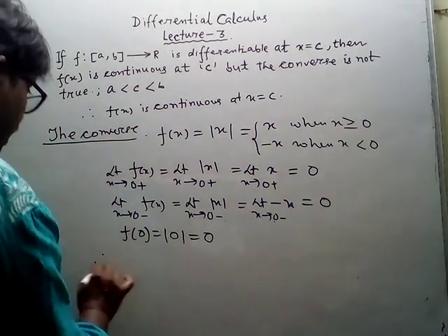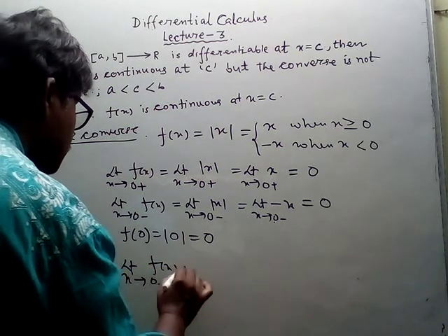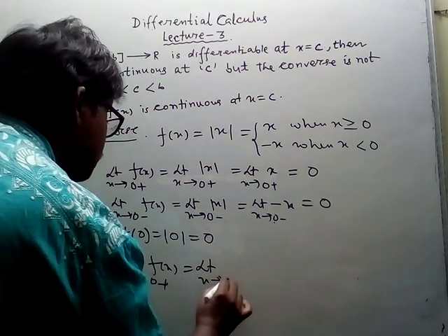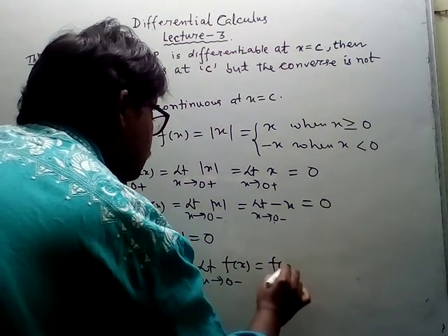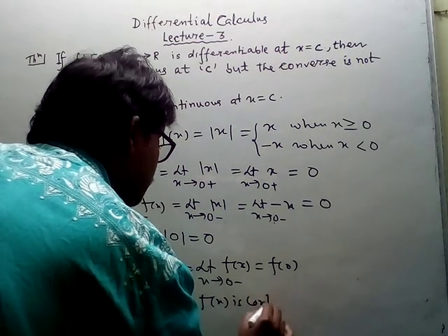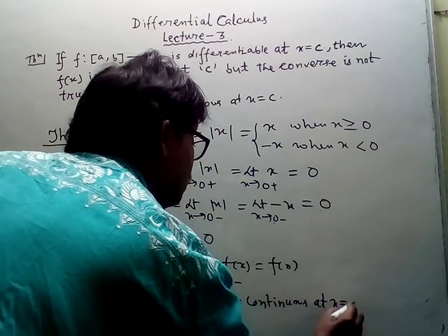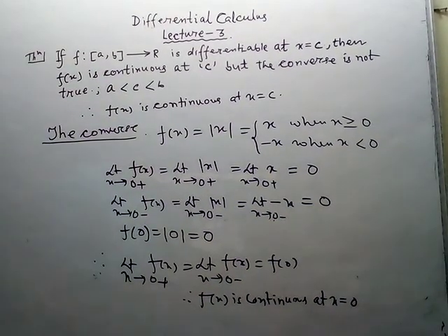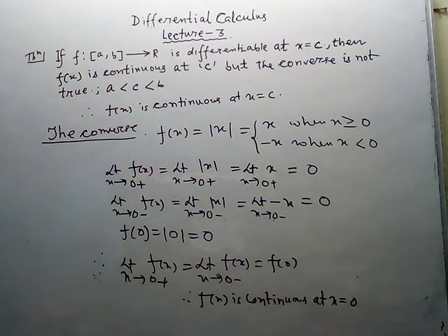Therefore, we have limit x tends to 0 plus of f(x) equals limit x tends to 0 minus of f(x) equals f(0). Therefore, f(x) is continuous at x equal to 0. So modulus x is continuous at x equal to 0.